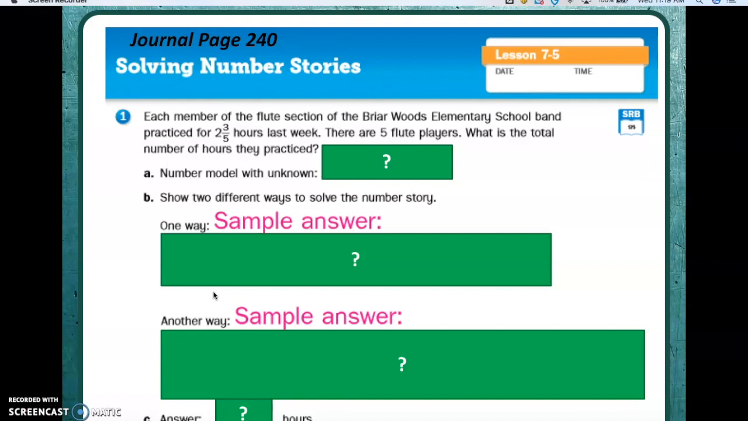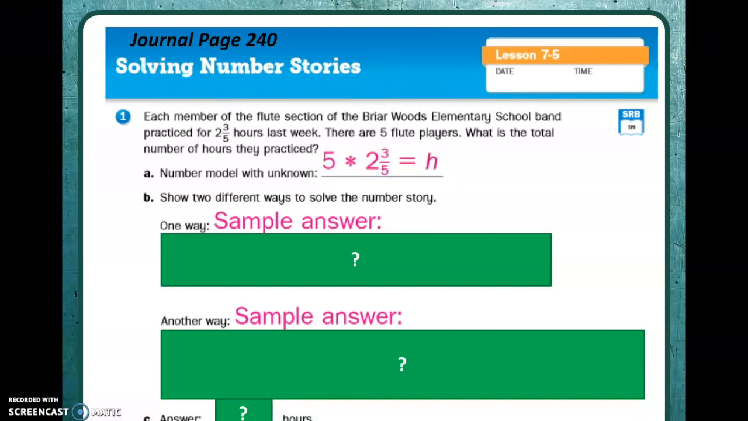Okay, for the first one, it says each member of the flute section of the Briarwoods Elementary School Band practiced for 2 3/5 hours last week. There are 5 flute players. What is the total number of hours they practiced? So your number model should be 5 times 2 3/5, which equals h. Show 2 different ways to solve the number story.